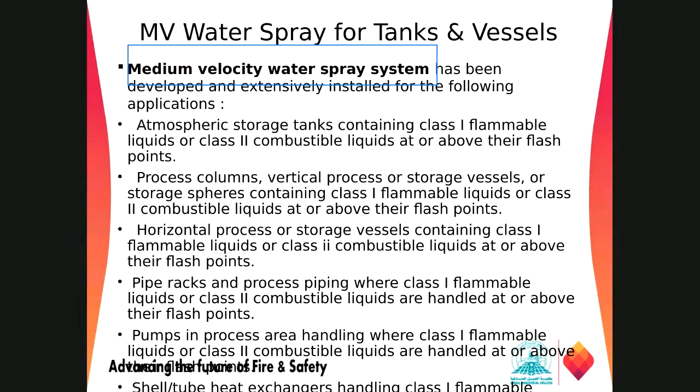Then we have the horizontal process storage vessels, and then the pipe racks in process areas, right? Because once the pipe racks are damaged, everything will be damaged, so we have to protect that. And the pumps used for pumping highly flammable liquid. The chances of leakage are high at the pump area, at the gasket, at the connections in the pumps. If there is a small leakage, the fire will continue for a long time.